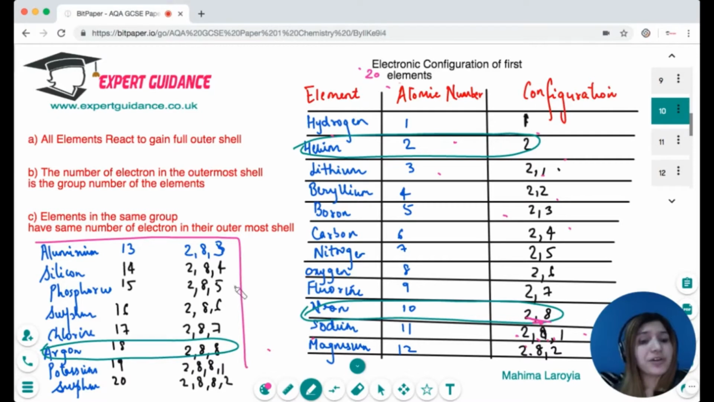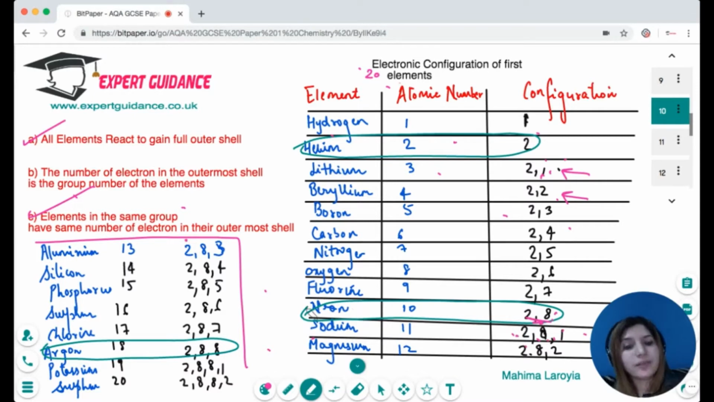Now, electronic configuration is very useful. Why? Because electronic configuration gives you the information whether the electrons are fully filled in a shell or not. If the electrons are not fully filled in each shell, the elements will react in order to gain a full outer shell. The number of electrons in the outermost shell gives us the group number of the element. So lithium belongs to group 1, beryllium belongs to group 2. Lithium and sodium both have 1 electron in their outermost shell, therefore they belong to the same group. Okay, so by looking at the electronic configuration, you can get that much information about any element.